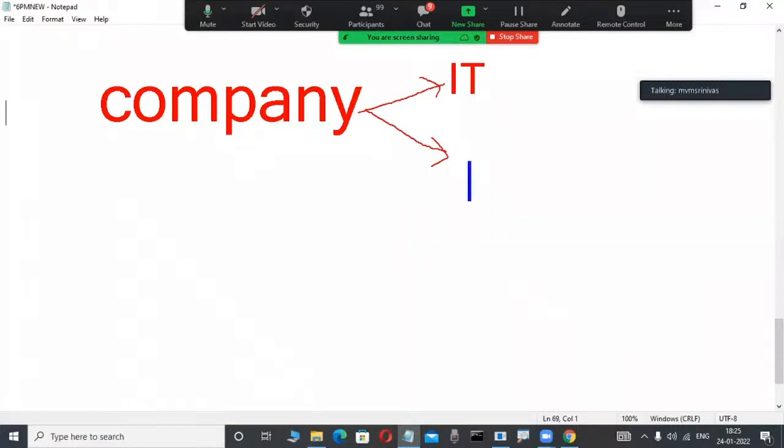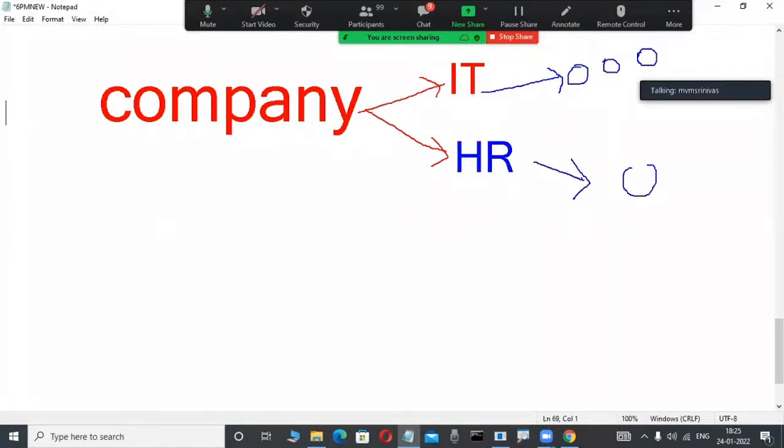For example, HR is a department. In this IT department, suppose you are joining a company, you would also be working in the IT department. In this IT department, three employees are working, for example. Again, in the HR department, one employee is working.